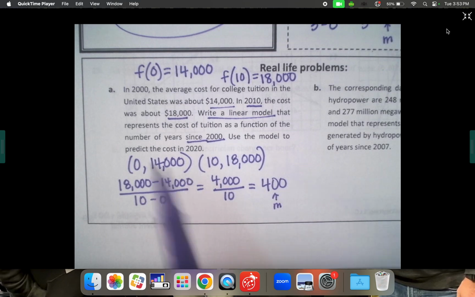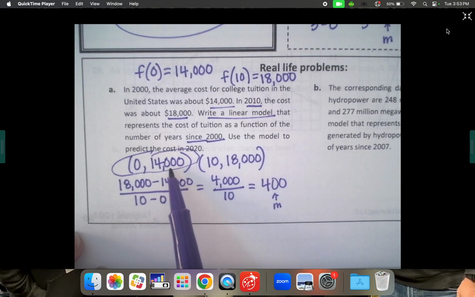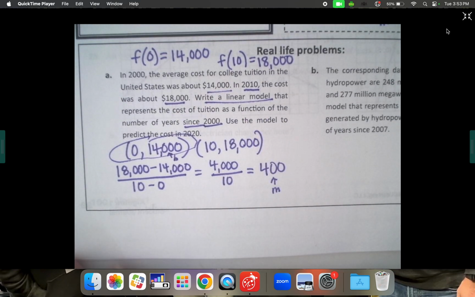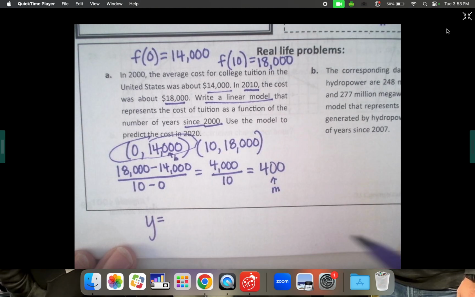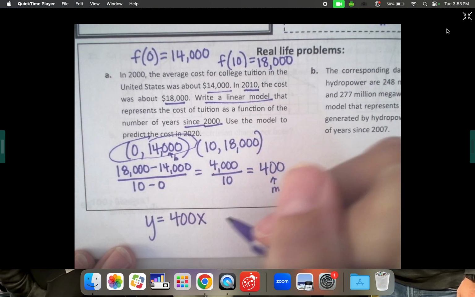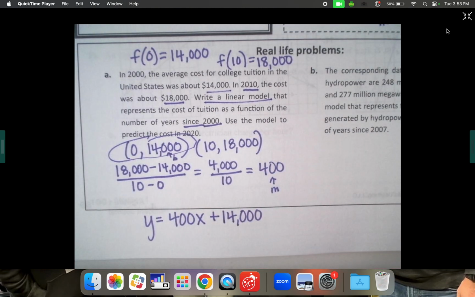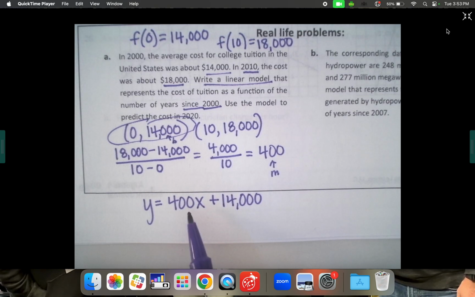And again, I was very kind and gave you 0, 14,000. So knowing that we have a 0, this is going to be your b. All right, so let's put it all together in a linear model, which is also known as an equation. y equals 400x plus 14,000. So what that's saying is it was increasing $400 per year plus where we started. The initial amount was 14,000. And then from there, you can add an average, an estimate, of $400 per year.